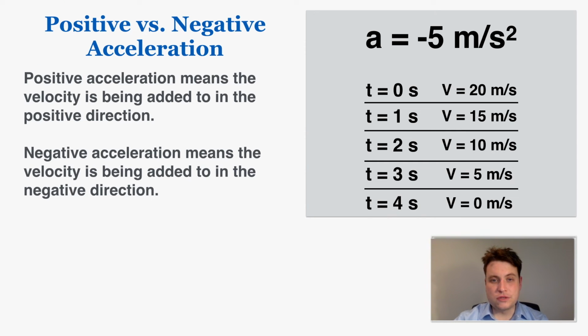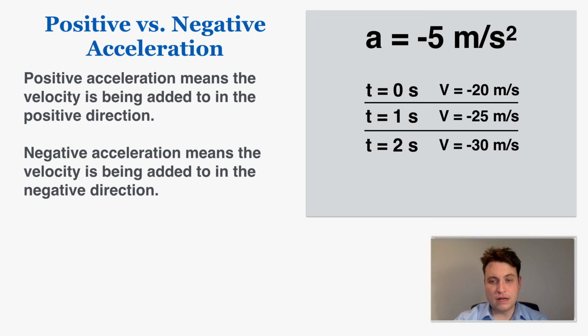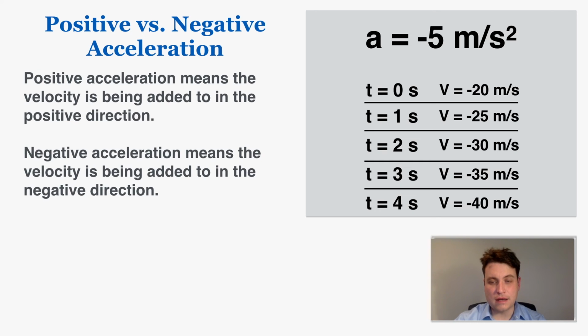You might be a little confused and think, okay, so this seems like negative acceleration means that the object is slowing down, but that's not necessarily true. Let's imagine that the velocity itself starts off negative. That just means that the object is moving fast in the negative direction. If you add this negative acceleration to that velocity every second that passes, minus 5 plus minus 20 is minus 25, so this velocity is actually getting bigger and bigger in the negative direction.